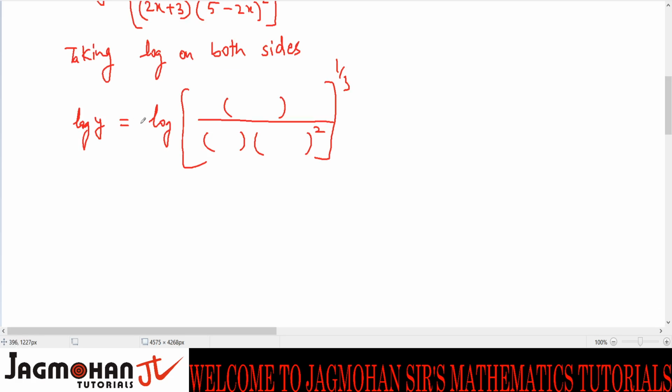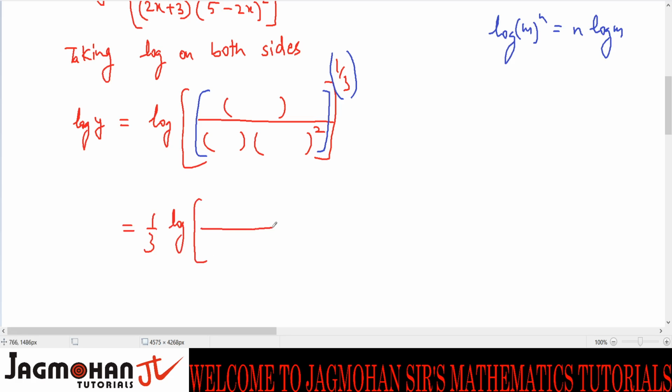So the next step, students. You have log of m raised to n. You know log of m raised to n becomes n times log m. So this 1 by 3 will come down. See, this is how logarithm helps us. So it will be 1 over 3 log of, you have the numerator, which has a single bracket, and the denominator has two brackets, and here you have the square of this bracket.